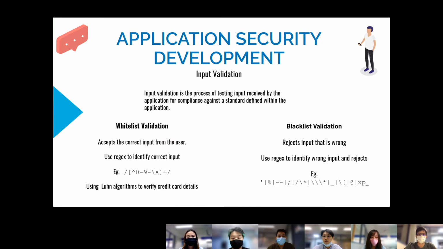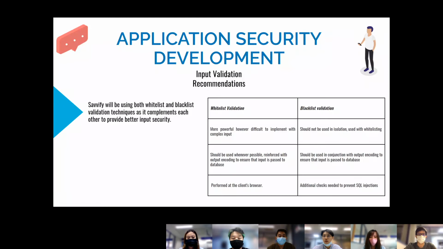Next, input validation helps Savvify to validate inputs that are being keyed into the application. There are two types of validation, whitelist validation and blacklist validation. Whitelist validation only accepts the correct input, while blacklist validation rejects any wrong input by the user. Both can use regular expressions, also known as regex, to filter through different sequences of string inputs. One example will be using Luhn's algorithm that can help check through a credit card or debit card number to ensure that it's valid. Our recommendation for Savvify is to use both in conjunction to ensure maximum validation possible. This is enforced by the output encoding to also ensure that whatever is keyed into the database is valid.